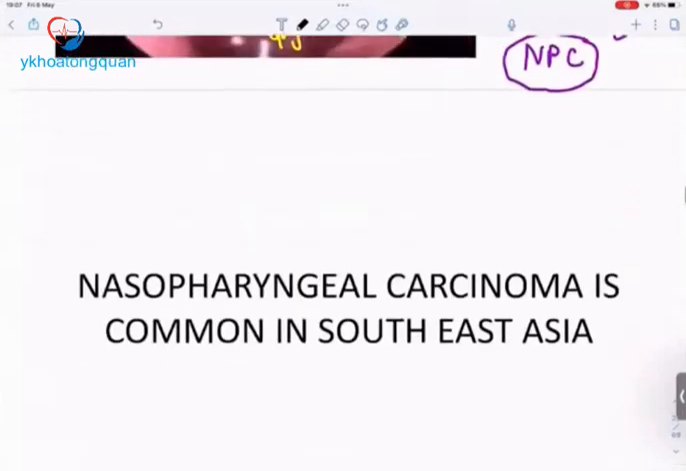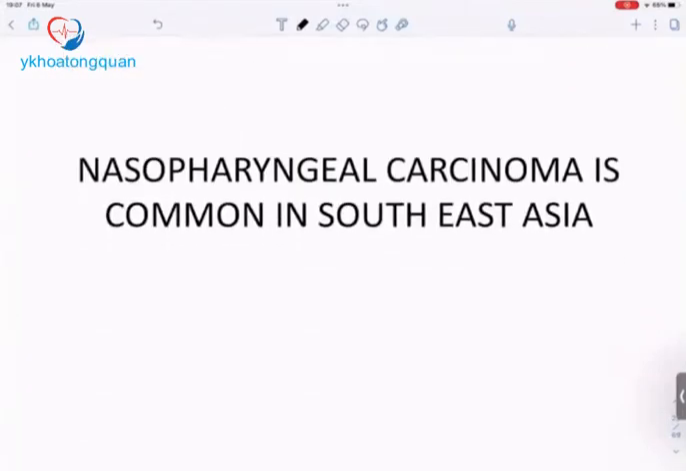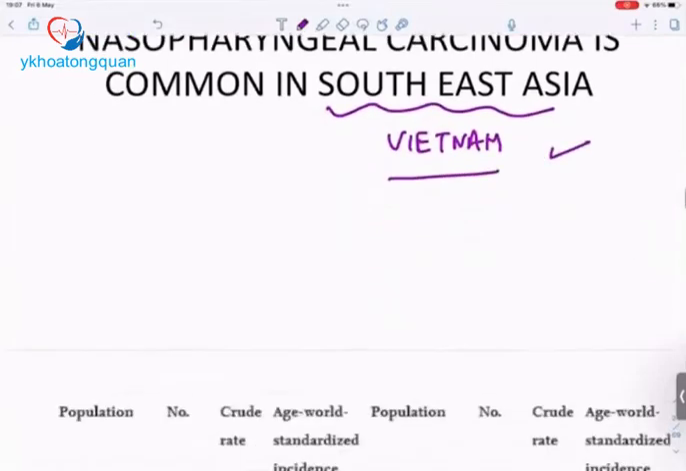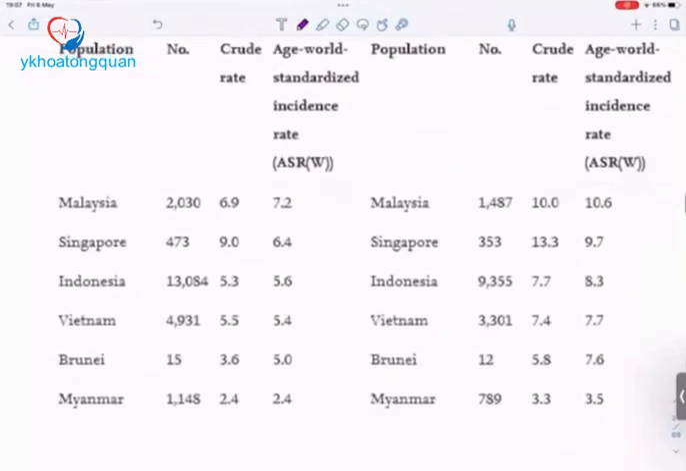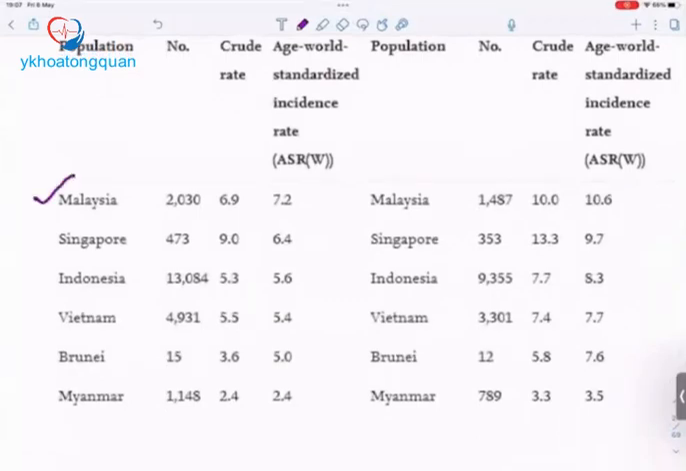Thank you. So, nasopharyngeal carcinoma is common in Southeast Asia, including Vietnam. Okay, this is important. If you see the data, the Malaysia, Singapore, Indonesia, and Vietnam. Vietnam is in the first five countries where we see the high prevalence of this cancer.